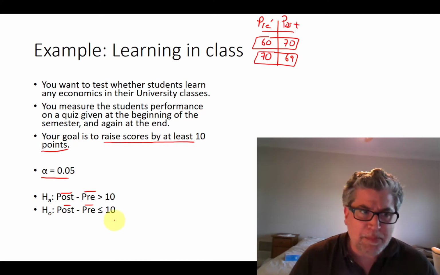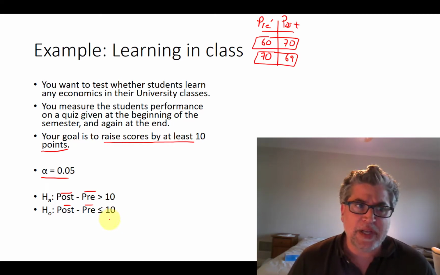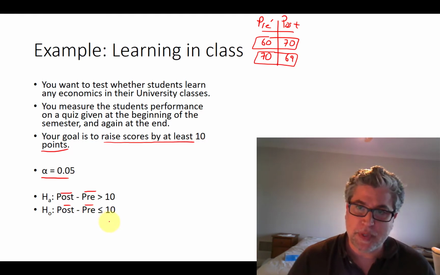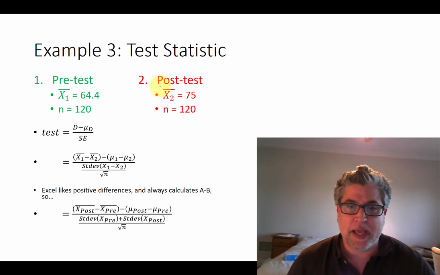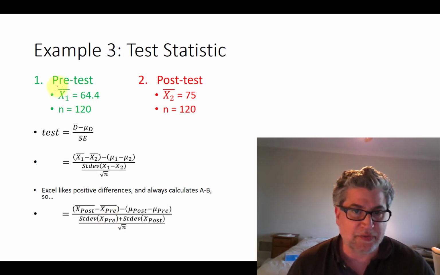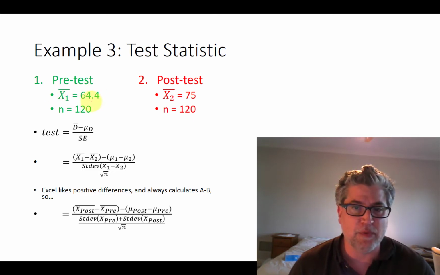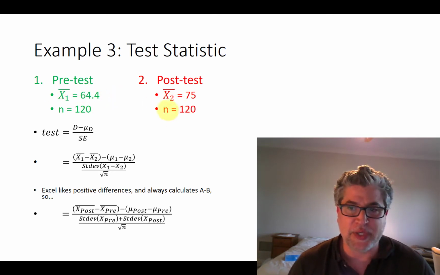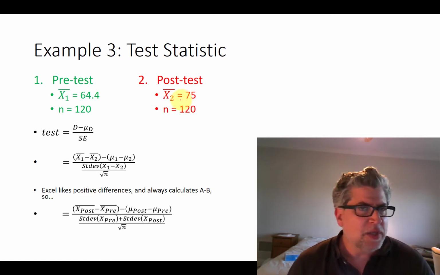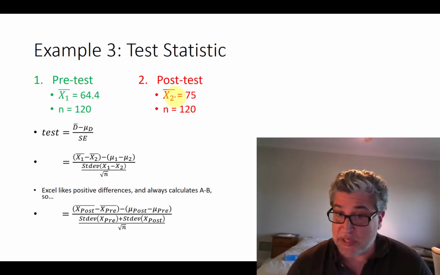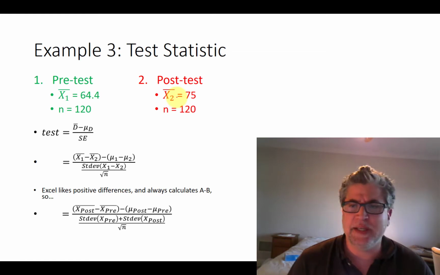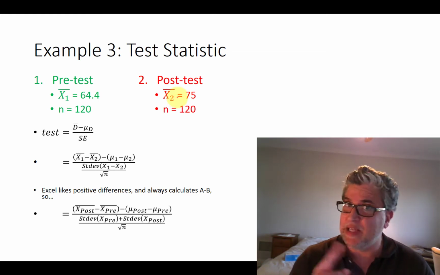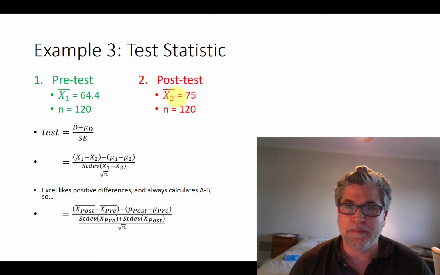All right, so we've set up our problem, and now we need to collect some data. So let's say that we did that, and we gave our students a quiz on the first day of class, and they got a 64.4, but when we gave it to them at the end, the 120 students scored a 75. So this is looking pretty good. The average is actually a little bit more than 10 points better, but what's the chance that it could have gotten at least 10 points better by random luck?